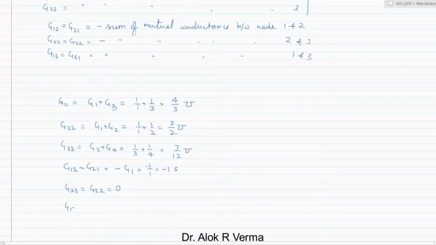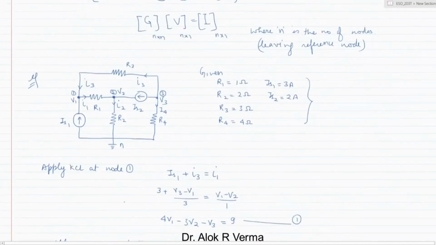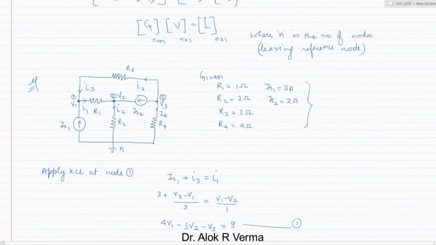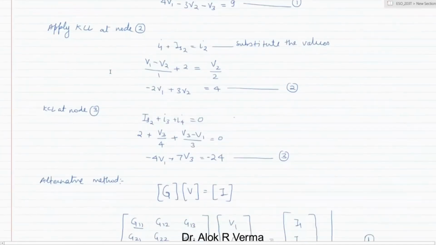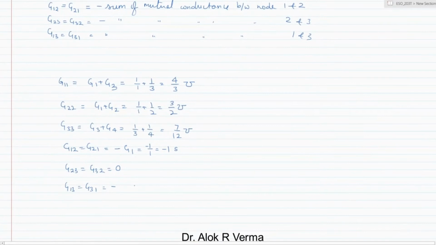Now G13 and G31 is nothing but the negative sum of conductance between nodes 1 and 3. So between node 1 and node 3 there is an element R3. Okay, so it is minus G3, so minus 1 by 3 Siemens or mho.